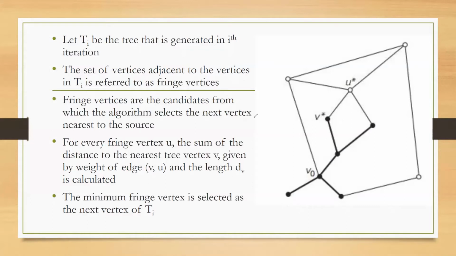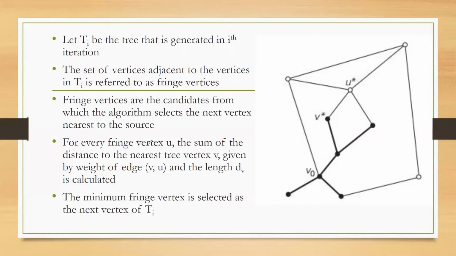Third point, fringe vertices are the candidates from which the algorithm selects the next vertex nearest to the source. That means out of the fringe vertices that are adjacent, you are going to select one vertex that is nearest to the source to be the next vertex to be part of this subtree. In every step, you will check which are the fringe vertices, and which is the nearest fringe vertex. You take that vertex and add it to the subtree. Likewise, the tree keeps expanding. Now, fourth point. For every fringe vertex, understand this carefully.